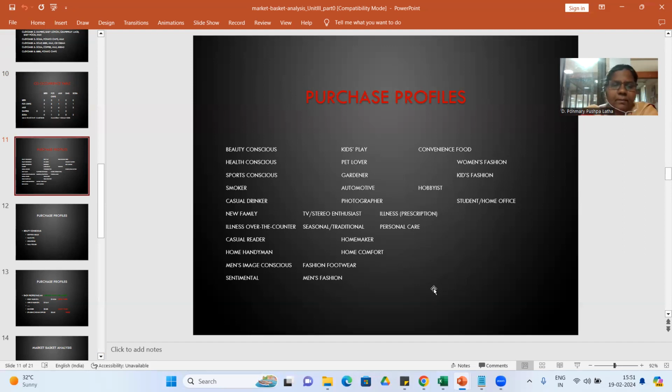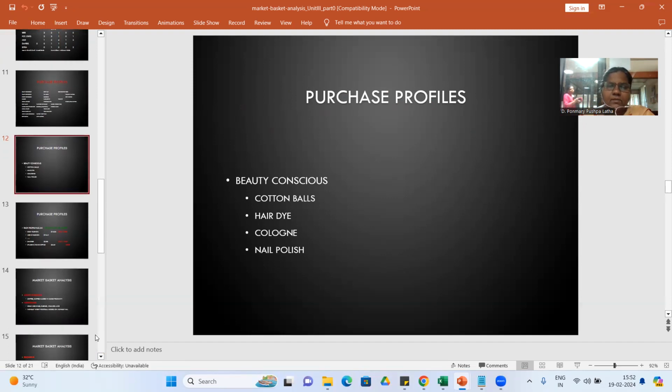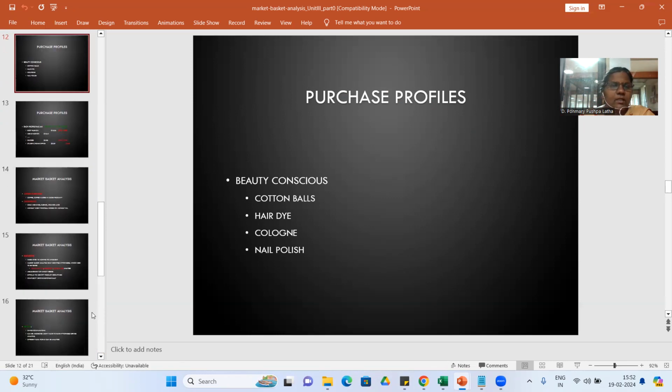So this is a purchase profile. So for the beauty conscious, for the playing kids, the gardener. Every profile will be buying a set of items. So like this, you can have purchase profiles. These are some of the purchase profiles. Cotton balls, hair dyes. These are all some purchase profiles.